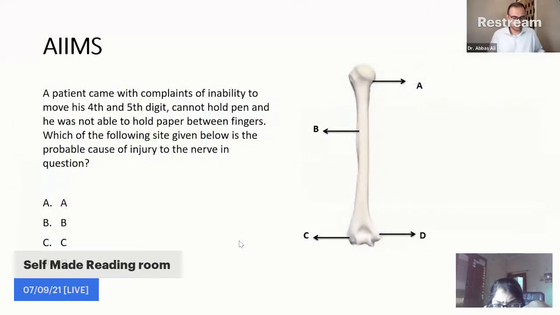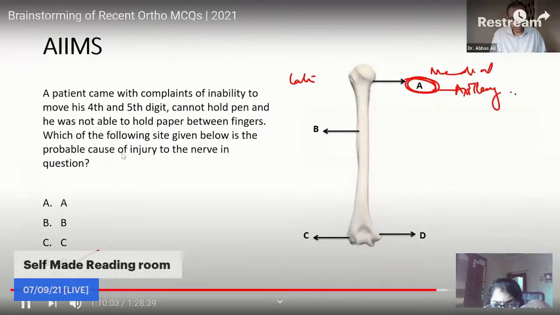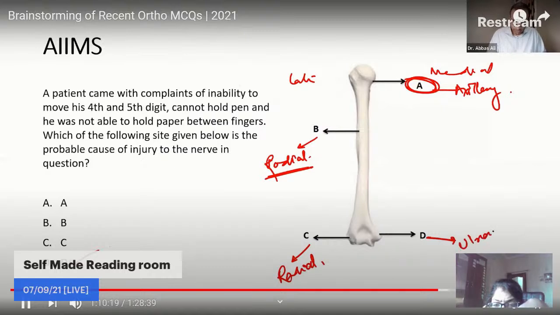All right. Now look at this question. What is the answer? The answer here is D. Clearly, because see, this is the medial side and this is the lateral side. Which nerve will get injured here at A? Axillary nerve. At B, which nerve? Radial nerve. At C, again you will get injury to the radial nerve. At D, you will get injury to the ulnar nerve. The question is telling you he cannot move his fourth and fifth digits. These two digits cannot hold a pen or hold paper between the fingers. Means card test, so he's talking about ulnar nerve. Ulnar nerve gets injured here.